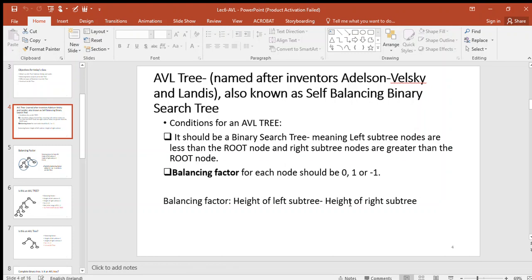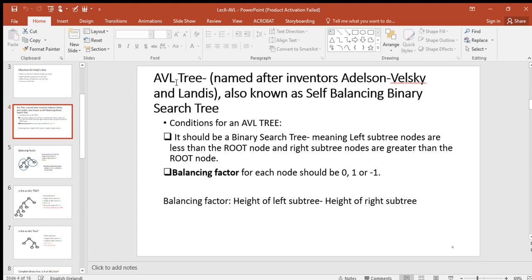Hello everyone, so we will cover AVL tree in this video, and AVL tree is a self-balancing tree. The initials are from the scientists who discovered the tree, Adelson-Velsky and Landis. There are two conditions for an AVL tree.